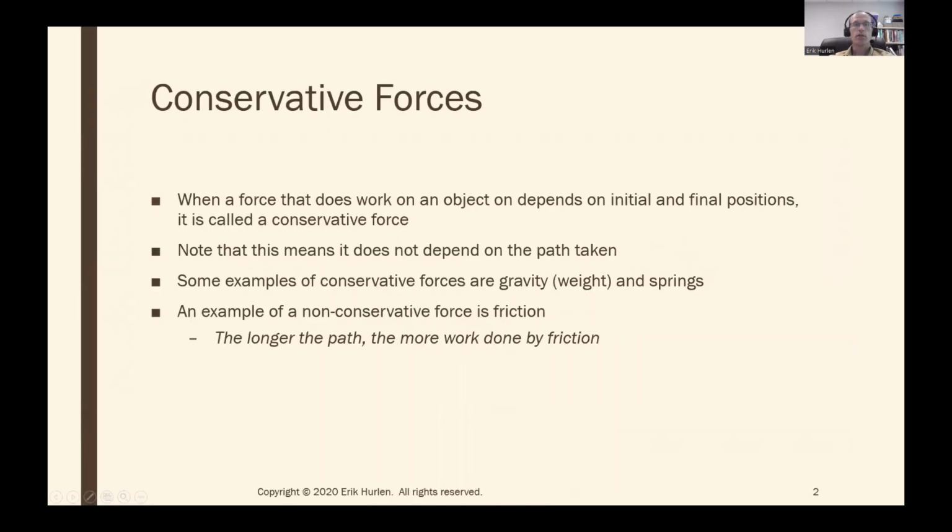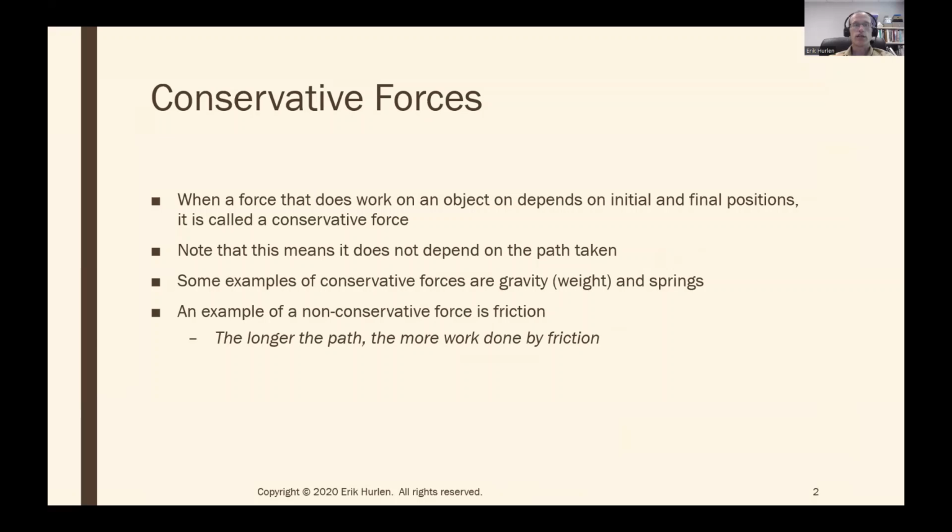Forces have the capability of doing work. When these forces are conservative, that work can be translated into a change in potential energy. A conservative force is one that does not depend on the path taken. All that matters is the overall displacement, 0.2 minus 0.1. Some examples of conservative forces are gravity and springs.